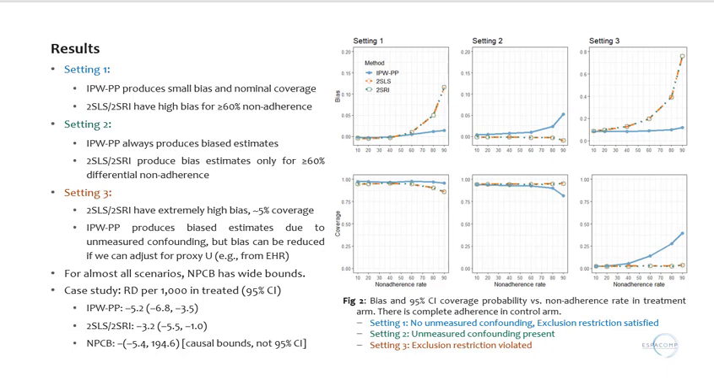However, the bounds are very wide in all scenarios, but as expected, the coverage probability is always 1 for this method. In our case study using the IPW, we observed 5 fewer deaths per 1000 children in the treatment arm. The estimate was around 3 per 1000 using 2SLS and 2SRI. The difference in estimates might be indicative of the presence of unmeasured confounding as we observed in our simulation setting. Also, the bounds for NPCB are very wide, which is also consistent with our simulation results.